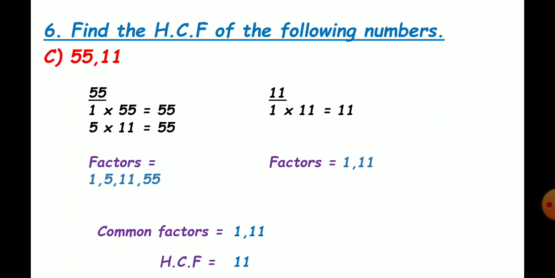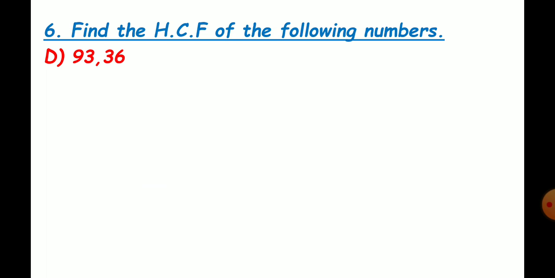Okay, so let us go to the next sum, children. Here 93 and 36. Okay, so find the factors of 93 first. 93 comes in one table and 93 times. Okay, 93 is an odd number, so it doesn't come in two table. 93 comes in three table. Divide and check. If you divide by 3, you will get 31. So 3 31s are 93.